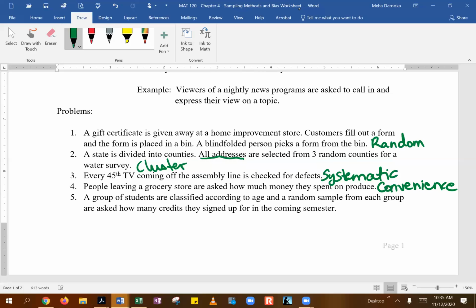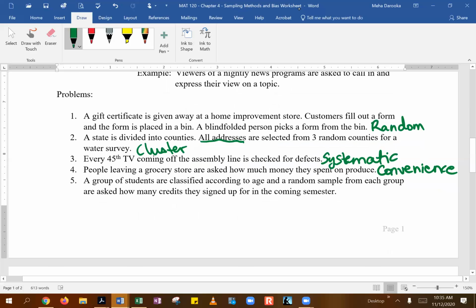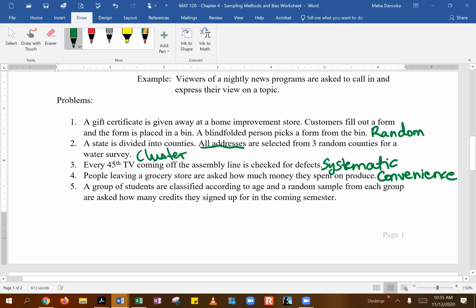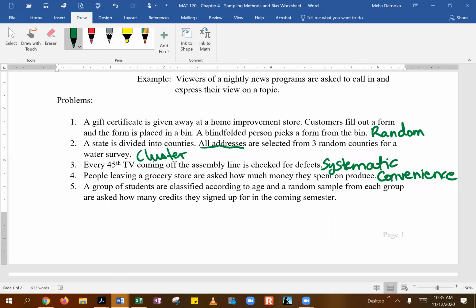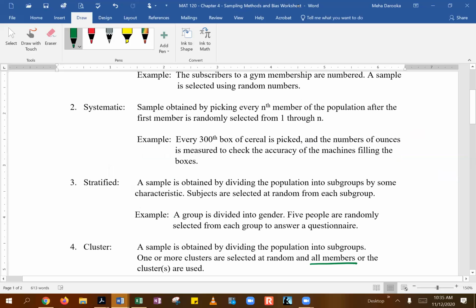sampling method. And let's see, the last one is talking about a group of students are classified according to age. A random sample from each group are asked how many credits they signed up for in the coming semester. So we're classifying a group of students by age, and then they are talking about a random sample from each group are asked how many credits they are taking for the next semester. Okay, Molly, you are talking about stratified. So let's take a look at stratified here.